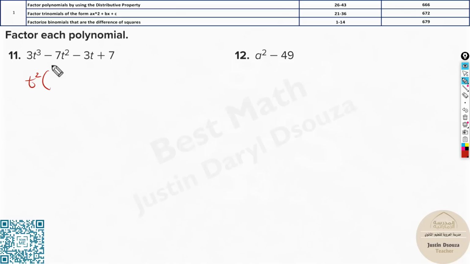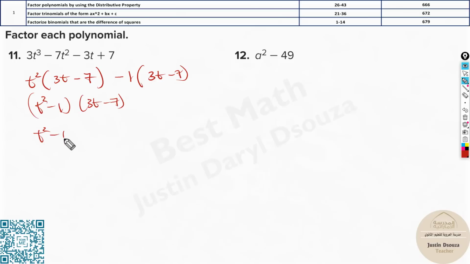Let's just take t to the power 2 outside. You're remaining with 3t minus 7. Here, let us take minus 1 outside. Why? Because 3t plus 7 is there, but we just need minus 3t plus 7, we just need the opposite signs. So we take minus 1 outside and you're remaining with 3t minus 7. Now it's t squared minus 1, that's one term, and then we have 3t minus 7.